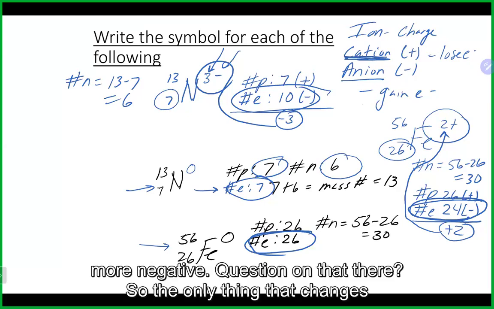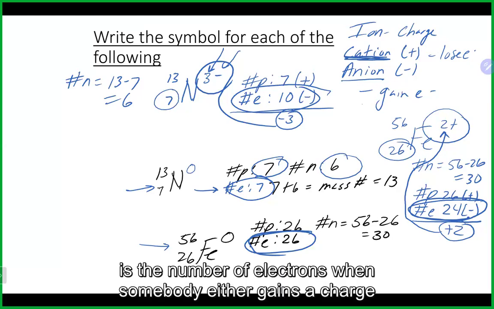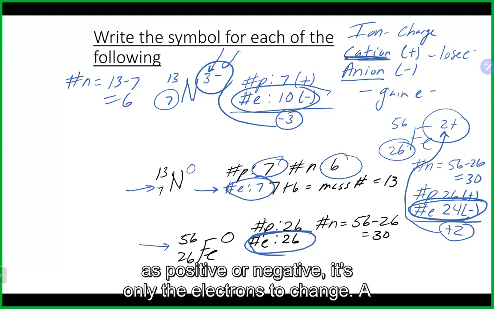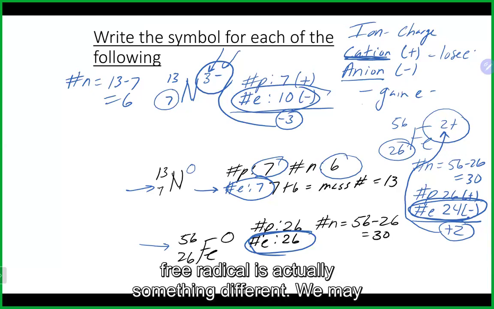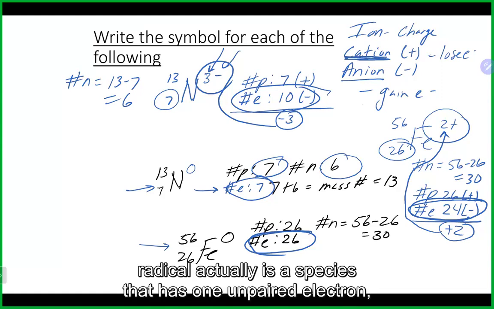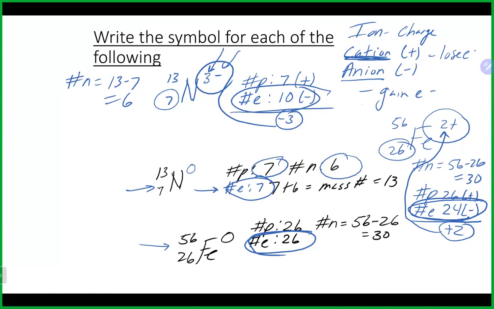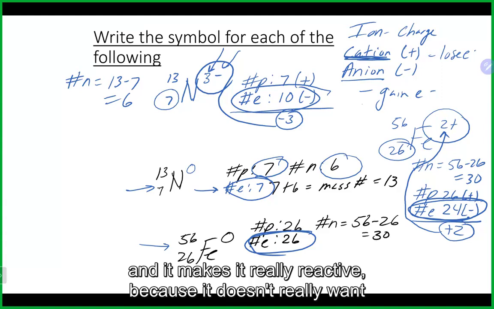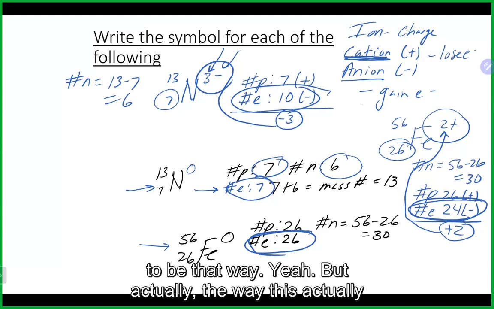Question on that there. So the only thing that changes is the number of electrons when somebody either gains a positive or negative charge. It's only the electrons that change. A free radical is actually something different. We may talk a little bit about that in a later chapter, but a free radical is a species that has one unpaired electron, and that makes it really reactive because it doesn't really want to be that way.